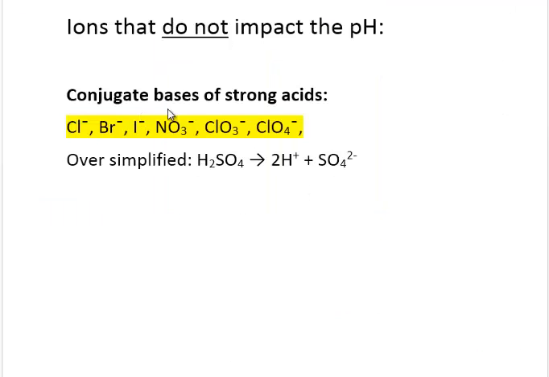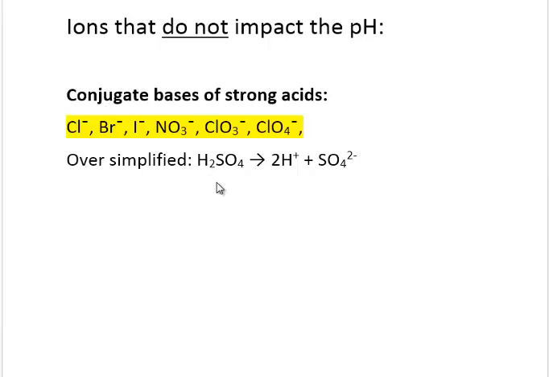First, the conjugate bases of strong acids do not impact the pH. We're going to look at the ions that do not impact the pH first because it's just a handful, and all other ions will impact the pH in some way. So the conjugate bases of strong acids do not impact the pH. Chloride, bromide, iodide, nitrate, chlorate, and perchlorate do not impact the pH.